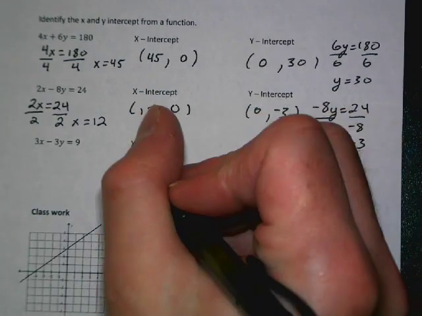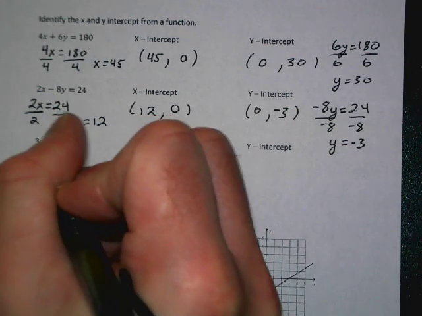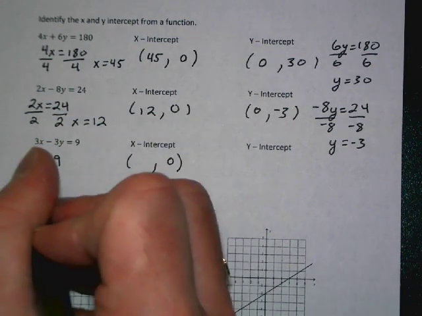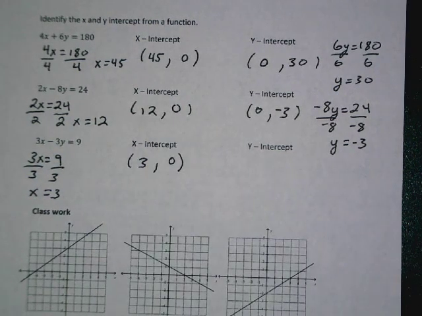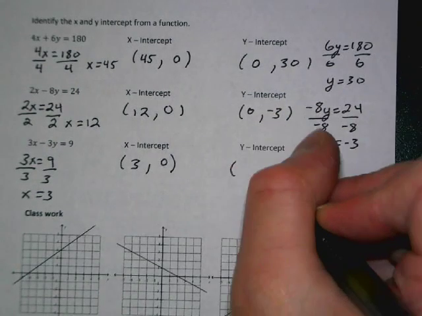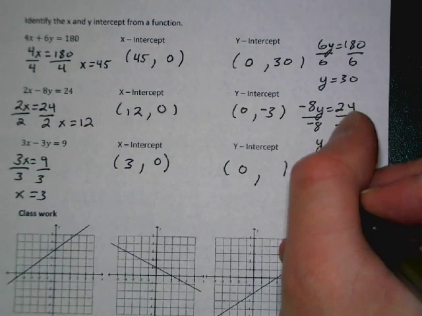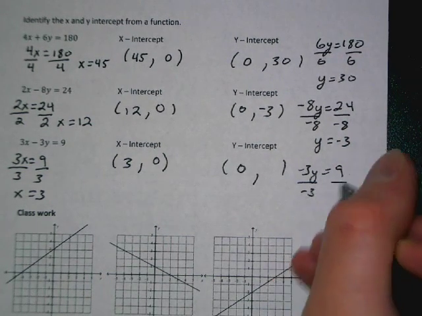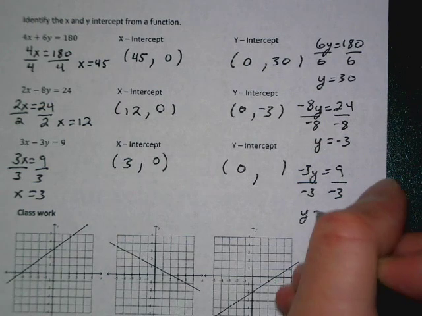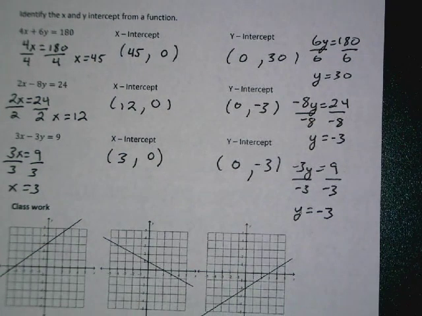And then the last one, once again, we plug in 0 for the y to find the x-intercept. We're left with 3x equals 9, divide by 3, and we get x equals 3. So our x-intercept is 3, 0. And for the y-intercept, we're going to go plug the 0 in for the x, which leaves you negative 3y equals 9. Divide by negative 3, and we get y equals negative 3. So 0, negative 3 would be your y-intercept.